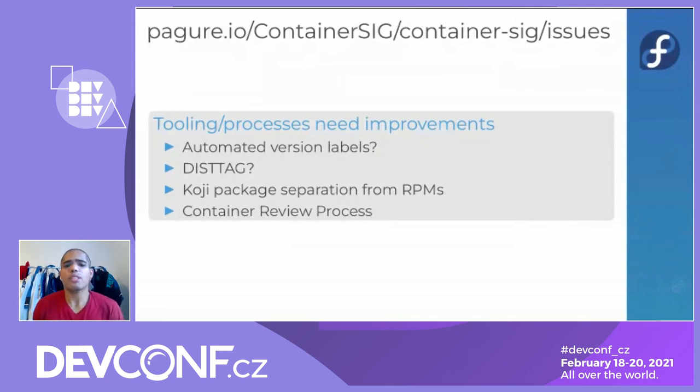The tooling and the processes still need a lot of improvements. For instance, can we make those automated version labels? For each application, we have the container labeled in the registry with the same version as we have in Fedora, in the RPMs. How about these tags for the koji builds? Also, for now, we are building the container images in the same koji package as the main package that's going to be shipped in the image. For instance, if you go to the Ugo package in koji now, you see that there's a mix of container image builds and RPM builds. And also, the container review process still needs a lot of love. So we're still trying to figure out how to do these things. So everybody's much welcome to help.